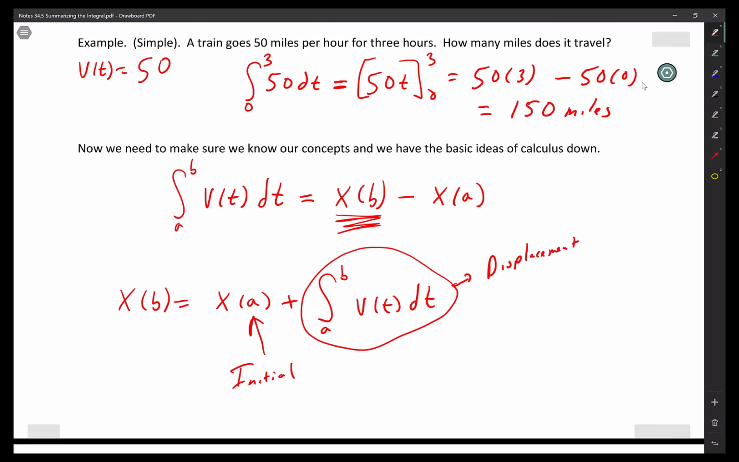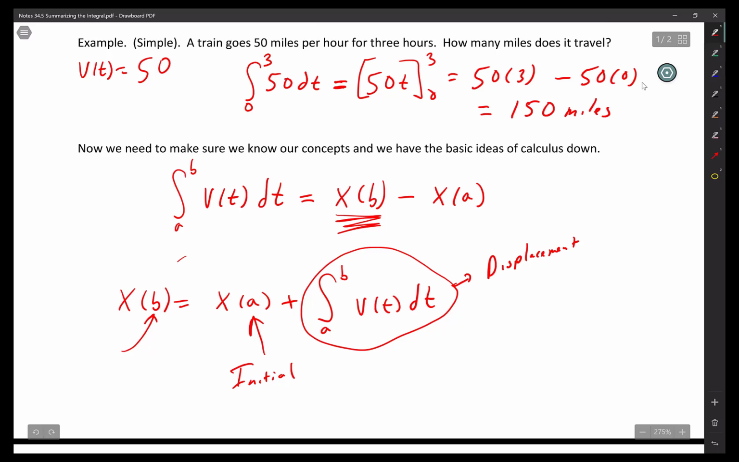So if I want to know my position at any time, that's just a time. This is just linear motion. If I want to know my position at any time B, I can use this equation and it will always give me my position at B. Are we cool, guys?